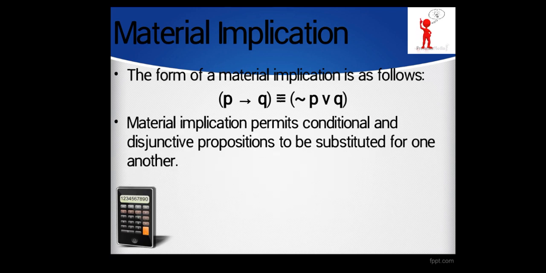So, material implication permits conditional and disjunctive propositions to be substituted for one another. For instance, if we have the proposition, if it rains today, then the road is wet. That is, P implies Q. Then, it can be replaced by either it does not rain today or the road is wet. So, therefore, that is not P or Q. That is for the material implication.